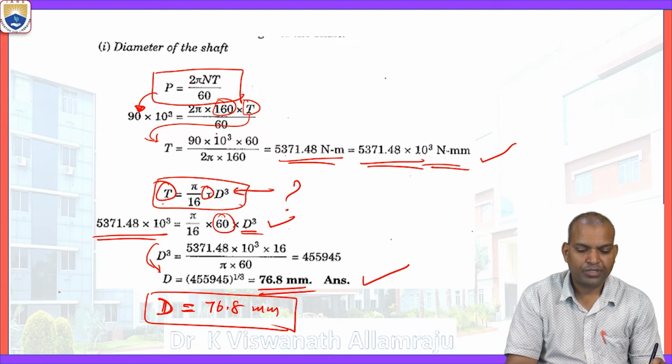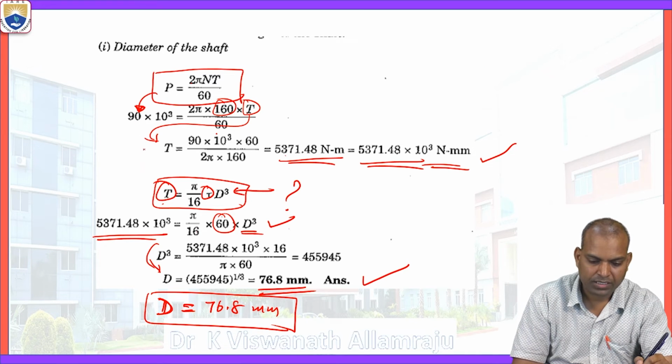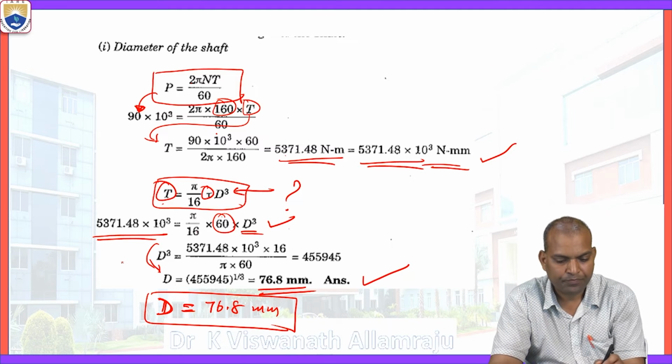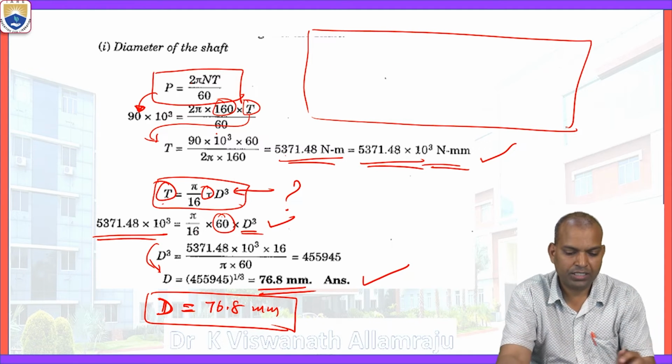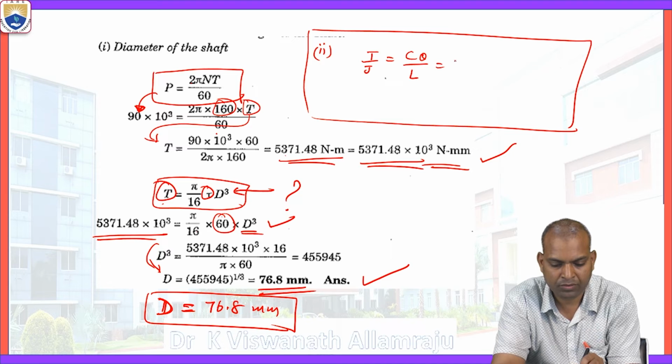Now there is another objective, we have to find out the length. How to find out the length of the shaft? Is there any relationship? Yes, we have the pure torsion formula. Let us discuss it in this slide. For the second objective, finding the length of the shaft, we know the pure torsion formula, that is T by J equal to C theta by L equal to tau by R.